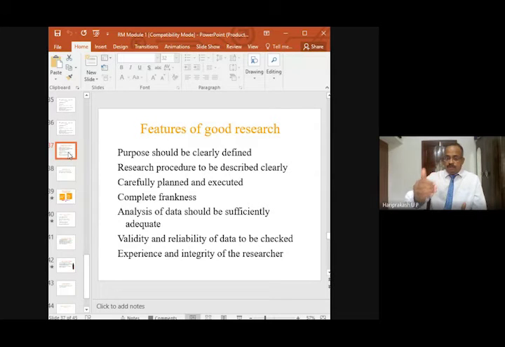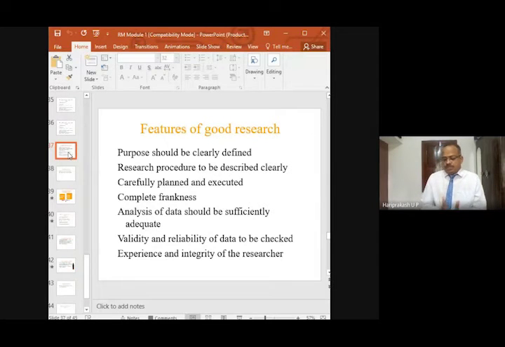Yesterday we were discussing the research procedure, the process of research, right? There are 11 different steps. All this should be very clear in the beginning itself. So that is about the planning. It should be carefully planned and executed. That planning is necessary and it should be executed accordingly. After that, you are not going to change. So we are talking about structured research.